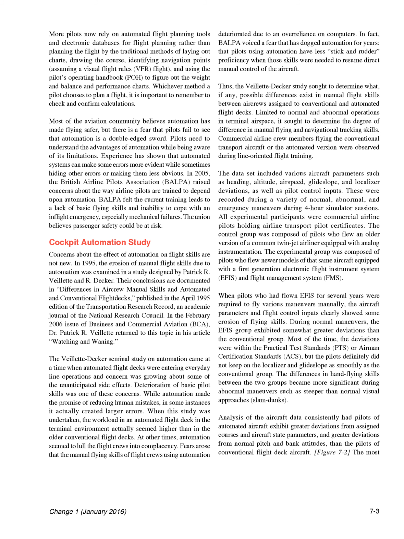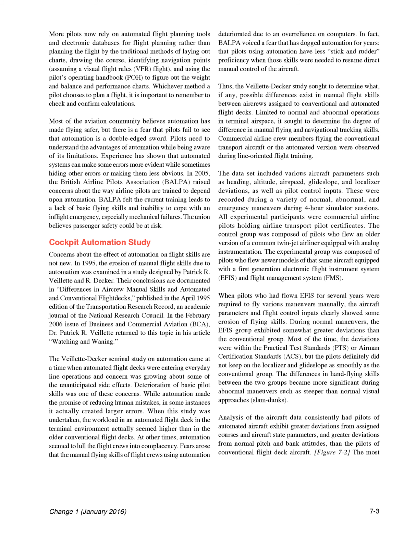Limited to normal and abnormal operations in terminal airspace, it sought to determine the degree of difference in manual flying and navigational tracking skills. Commercial airline crew members flying the conventional transport aircraft or the automated version were observed during line-oriented flight training. The dataset included various aircraft parameters such as heading, altitude, airspeed, glide slope, and localizer deviations, as well as pilot control inputs. These were recorded during a variety of normal, abnormal, and emergency maneuvers during 4-hour simulator sessions.